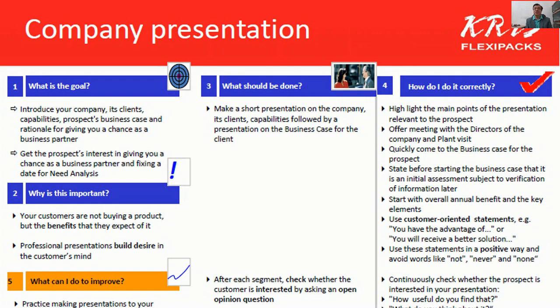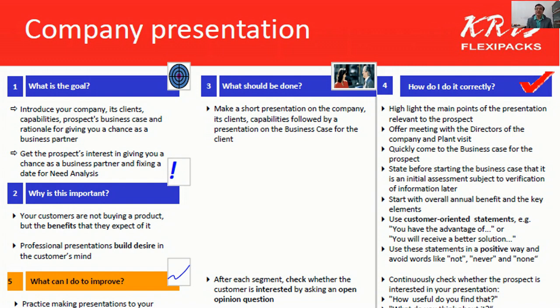And how do you do that? You highlight the main points of the presentation relevant to the prospect. So by now you should have done some research on the prospect. So you talk about the relevant points. You offer a meeting with the director of the company or a plant visit. You can say, hey sir, wonderful, I'll be glad to have you in our plant and meet our directors. You come quickly to the business case for the prospects.